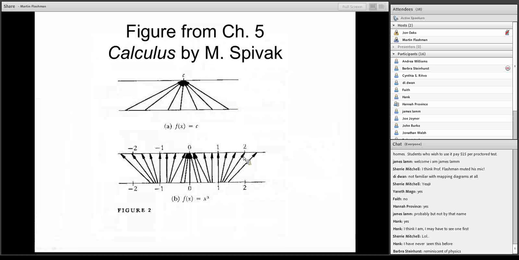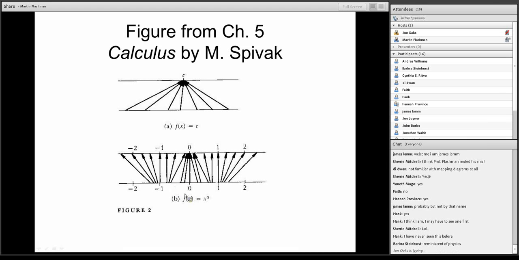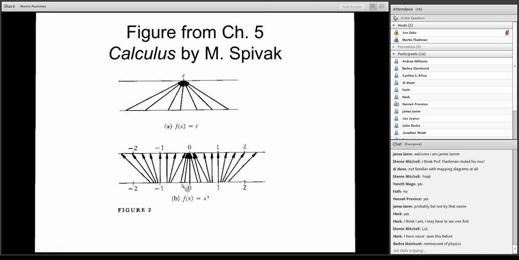And if you are familiar at all with Michael Spivak's calculus book, which is sort of a classic of the more rigorous calculus books in existence, here's a figure from chapter 5 where Spivak is talking about, it looks like his functions are going from the bottom up here to show you a constant function, but on the bottom, they're also going from the bottom up, and they're showing you a cubic function. So those are the two examples from sort of a little bit older history.